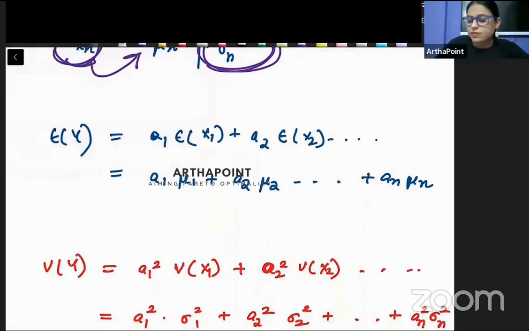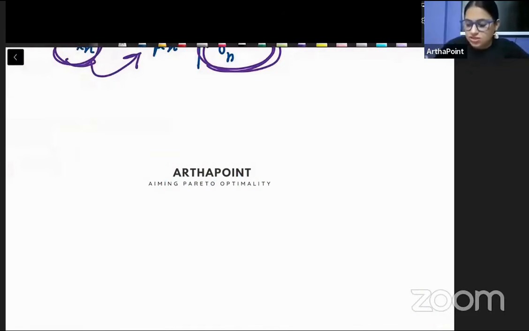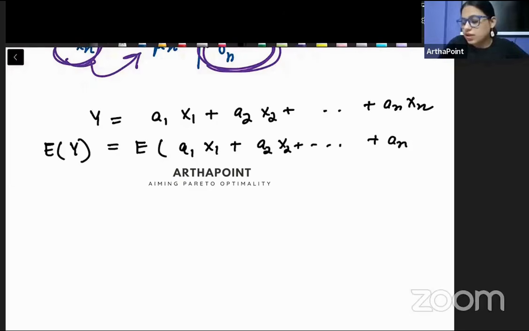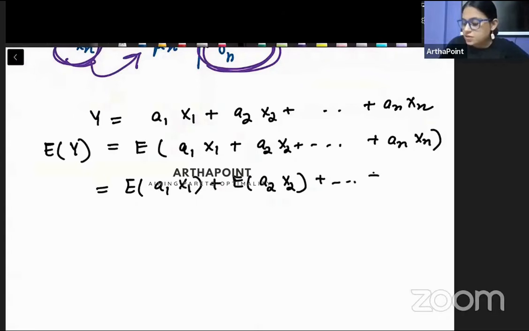Then बेटा we have the following properties. Property number 1, बहुत ध्यान से सुनना मेरी बात को. If I go ahead and I write y is equal to a1 x1 plus a2 x2 and so on till an xn, and मैं इसका average निकाल रही हूँ, expected value निकाल रही हूँ. So the expected value of y will be expected value of a1 x1 plus a2 x2 and so on till an xn. Now beta, I can open this up and I will get expected value of a1 x1 plus expected value of a2 x2 plus expected value of an xn.